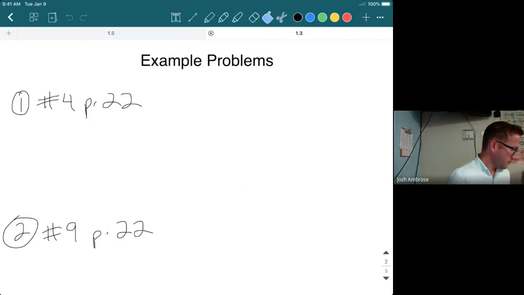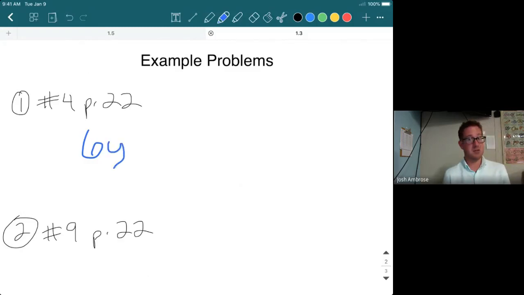Number 4 says "the product." The word product should tell you something. What type of arithmetic are we using? Multiplication. So we know we're using multiplication. The product of 6 and a number y. So you have to use the variable y. They're not going to tell you what y is. It doesn't matter what y is. We will be using multiplication, and it is the product of 6 and a number y: 6y.